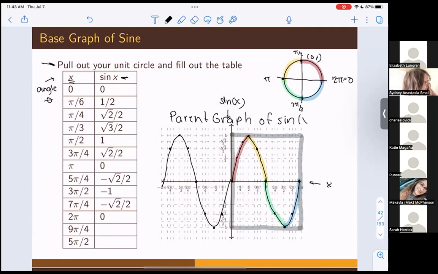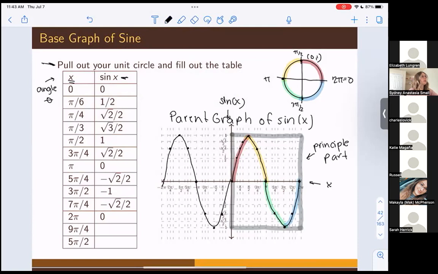We're going to manipulate this graph a lot, but this is called the parent graph. And this part right here in the box, this principal part, will be extremely important for when we're thinking about graphing more complicated versions of this later.